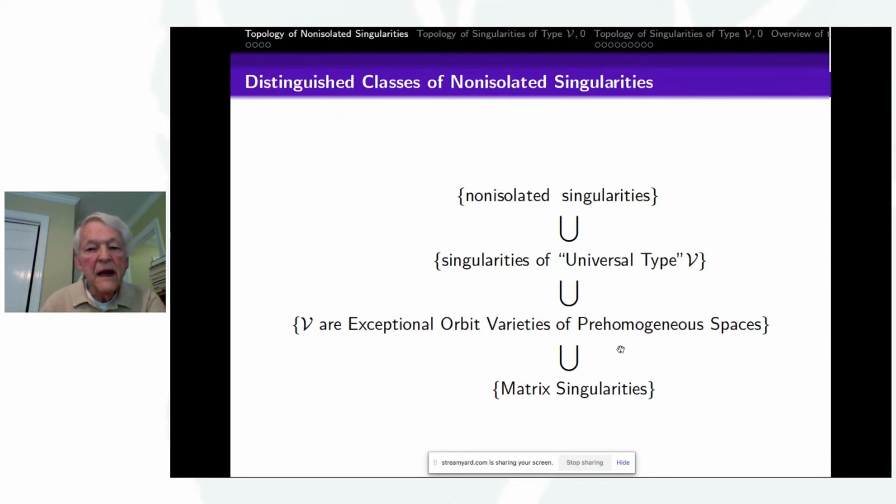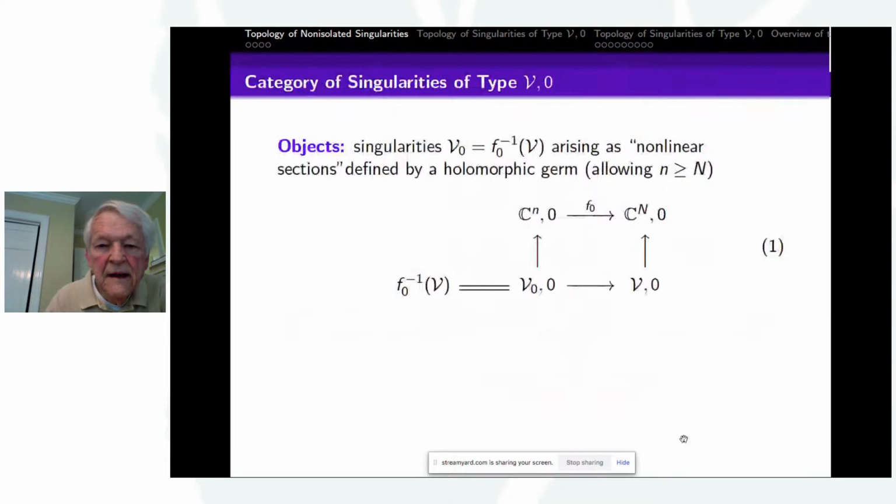The second is to bring Lie group methods into this by looking at varieties V, which arrive as what are called exceptional orbit varieties of prehomogeneous spaces. All these terms I'm going to define, but this is just to give you a perspective. The goal is going to be to talk about the methods that work for each of these larger classes and what results they give in the case of matrix singularities.